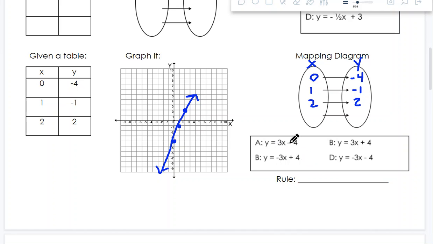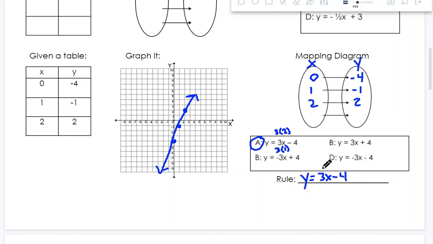3 times 0 is 0, minus 4 is negative 4, that works. So let's plug in the next one, 3 times 1. 3 times 1 is 3, minus 4 is negative 1, that works. All right, so let's try my next one. 3 times 2 would be 6. 6 minus 4 is 2. That works for all of them, so it is A. First guess, look at that. So my rule is y equals 3x minus 4.